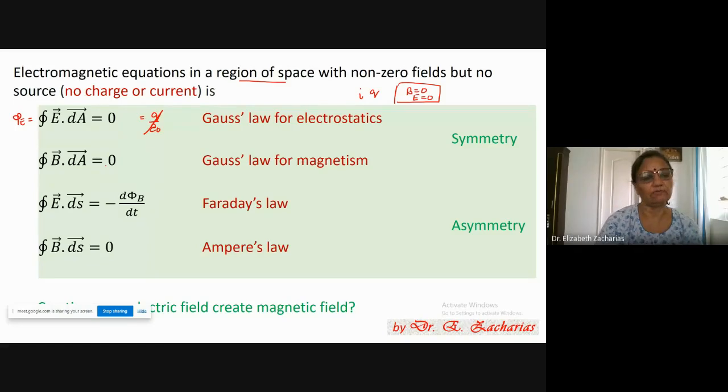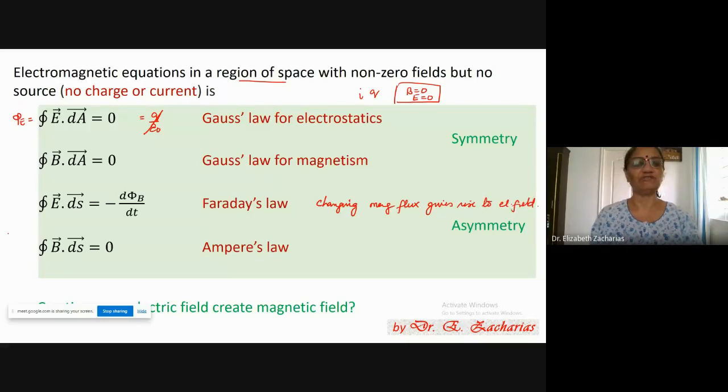Now let's go to Faraday's law. So how do you write that? Integral E dot ds is equal to minus d phi B by dt. If I have to write this in an English sentence, I will write that changing magnetic flux, that means magnetic flux changing with time, gives rise to electric field. This is what I would write if I have to expand this equation in simple English. So this is your Faraday's law. Of course, Lenz's law is hidden inside that. That is the reason why you have a minus sign. The change is opposed by the induced EMF.